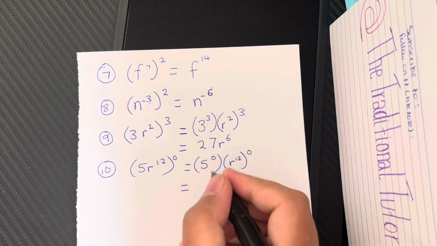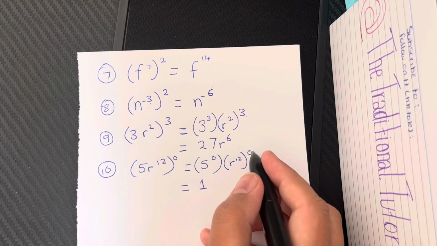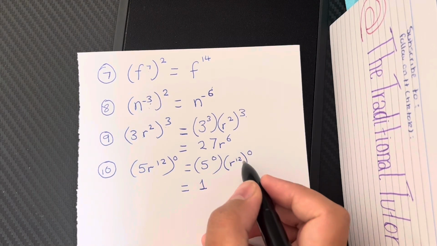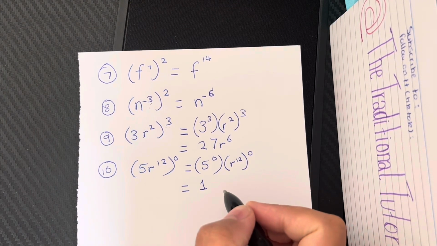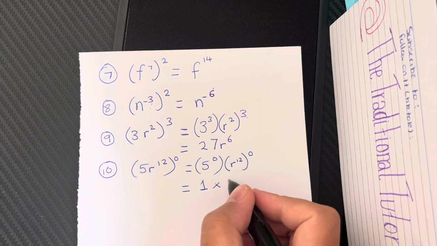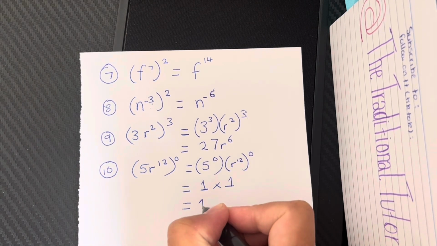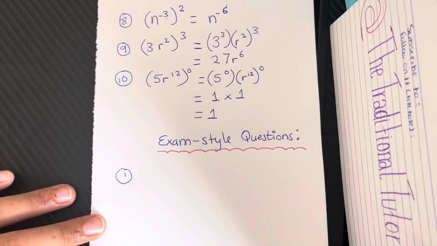Okay, so that means 5 to the power of 0 is just 1. R to the power of 12, all raised to the power of 0, is just 12 times 0, which is again just r to the power of 0, which again just gives us 1. Okay, so 1 times 1 is just going to leave us with a 1.